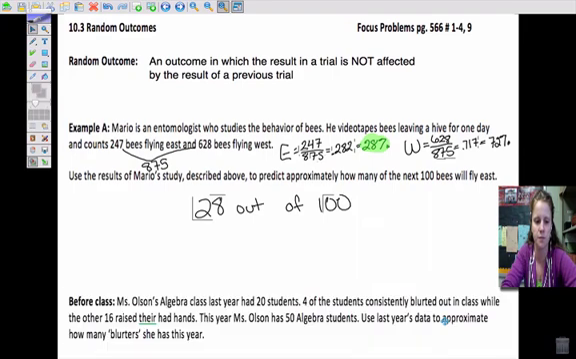For class, try this question. Miss Olson's algebra class last year had 20 students. 4 of them were consistently blurting out in class, while the other 16 raised their hands. This year, she has 50 students, and you're asked to use data to approximate how many blurters she has this year. But we all know year to year teenagers are different. So try that for class.